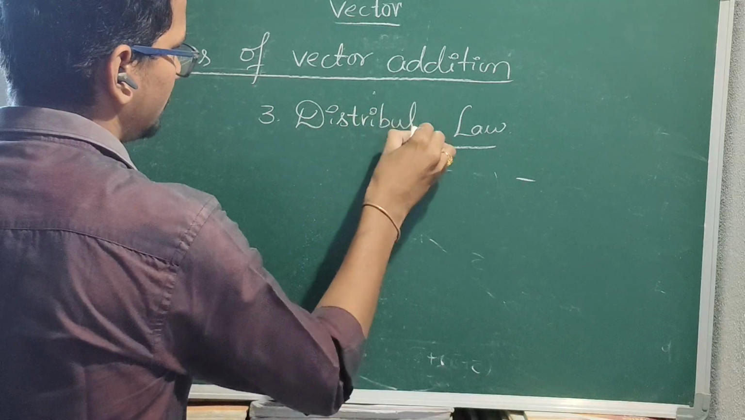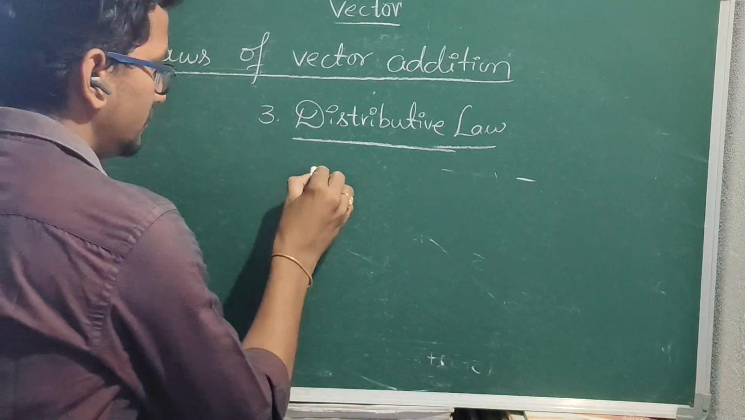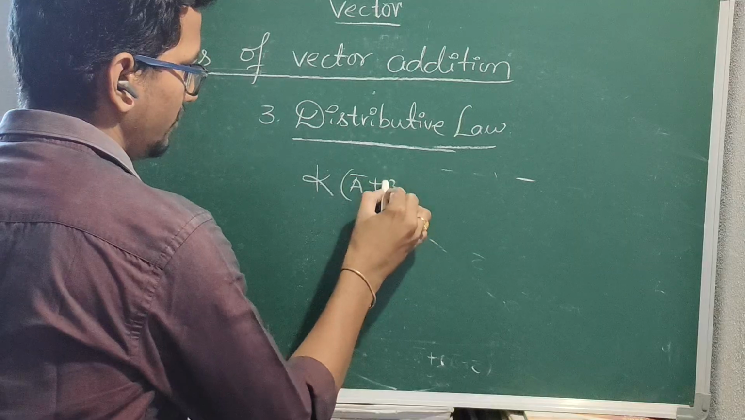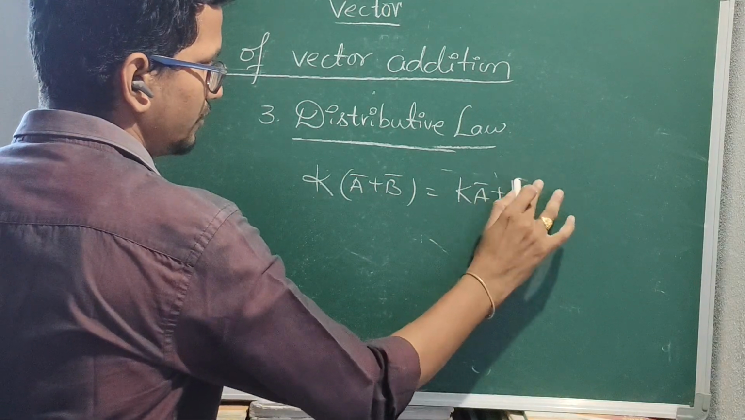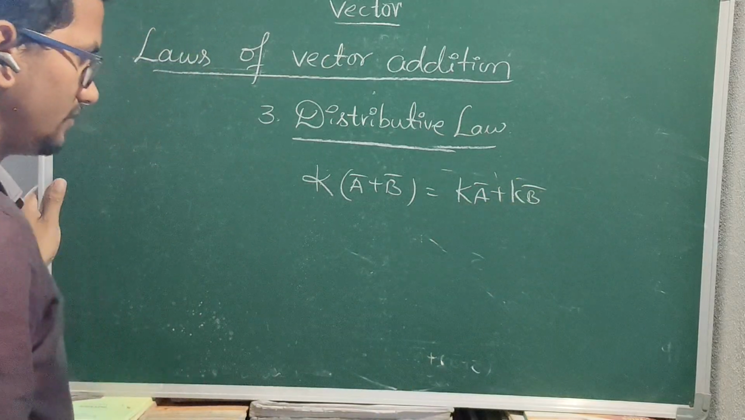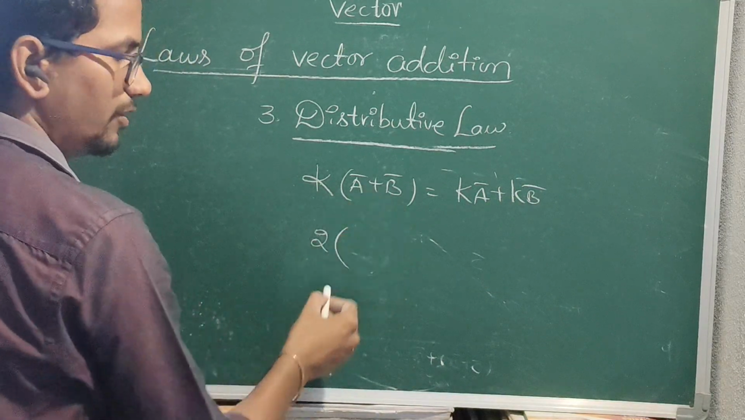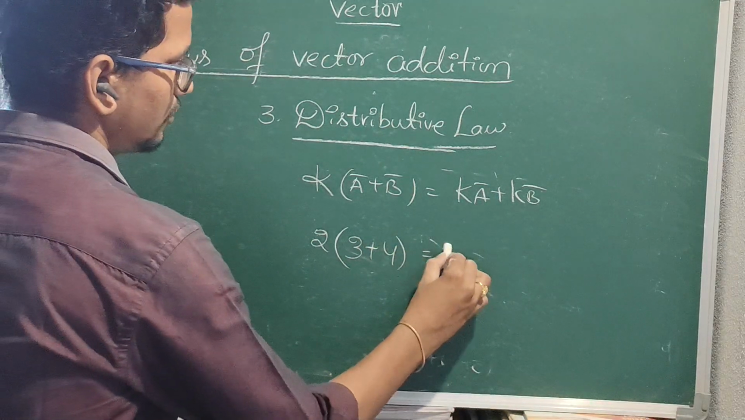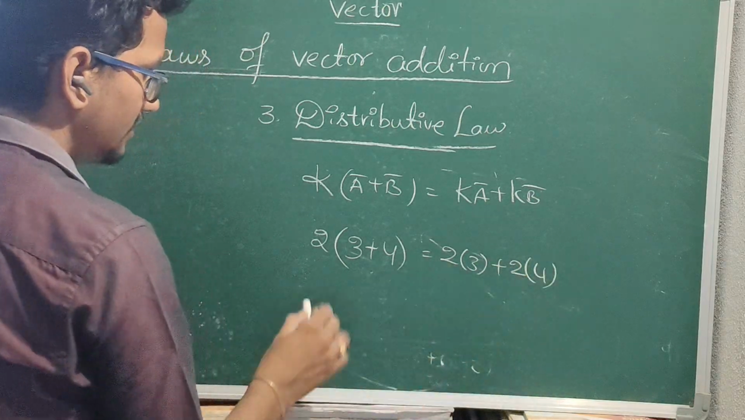And the third one is the distributive law. What is the distributive law? For example, for a constant k, k times (a bar plus b bar) is equal to k into a bar plus k into b bar. Let's see an example. K value is 2, a bar value is 3, b bar value is 4, so it is equal to 2 of 3 plus 2 of 4.